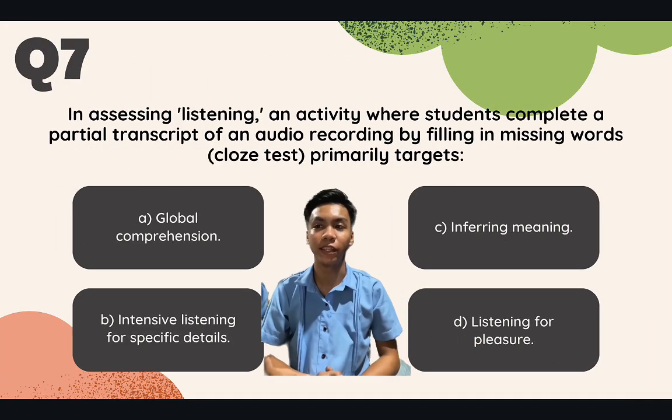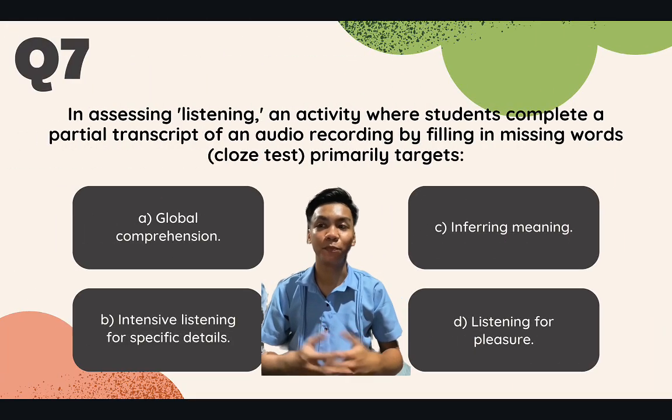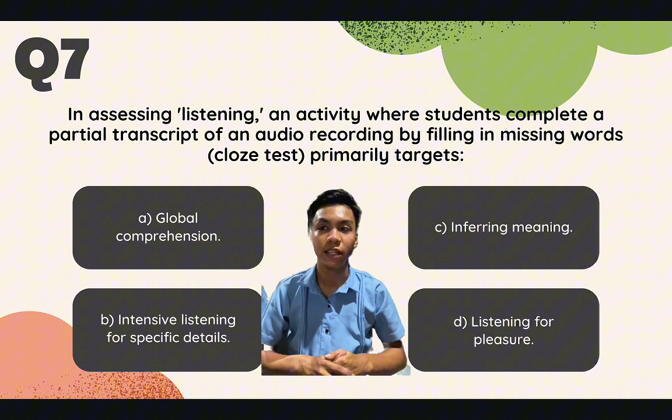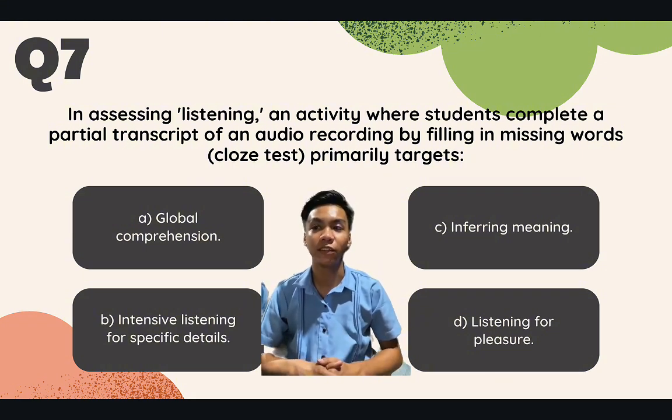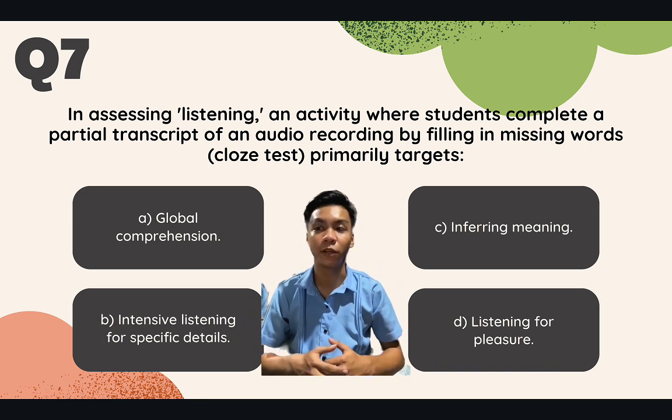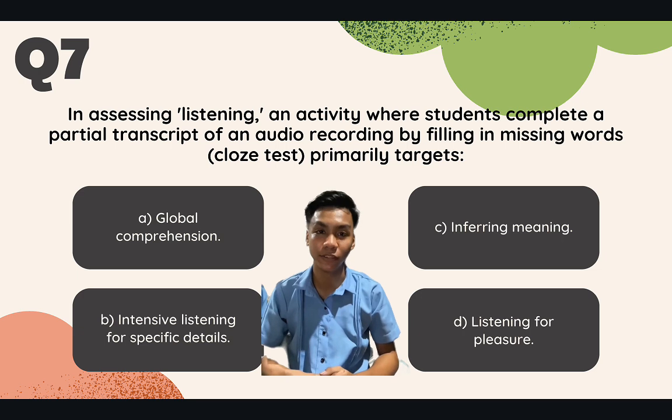Question number 7. In assessing listening, an activity where students complete a partial transcript of an audio recording by filling in missing words, such as a cloze test, primarily targets letter A, global comprehension, letter B, intensive listening for specific details, letter C, inferring meaning, and letter D, listening for pleasure. I give you 5 seconds to think what is the best answer.